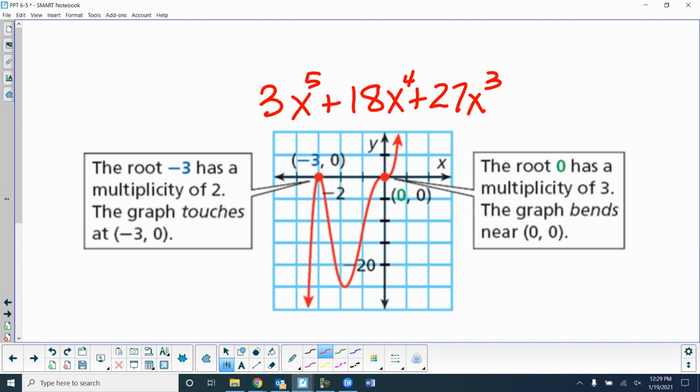Okay, so that's this picture. At -3, it bounced off. It has a multiplicity of 2, even multiplicity. At 0, it bent as it crossed. It has odd multiplicity. It worked 3 times. What's 3 plus 2? 5. How many zeros were you expecting? 5, right? So when you see some bending and bouncing, that's telling you there's multiplicity involved with that 0, with that root.